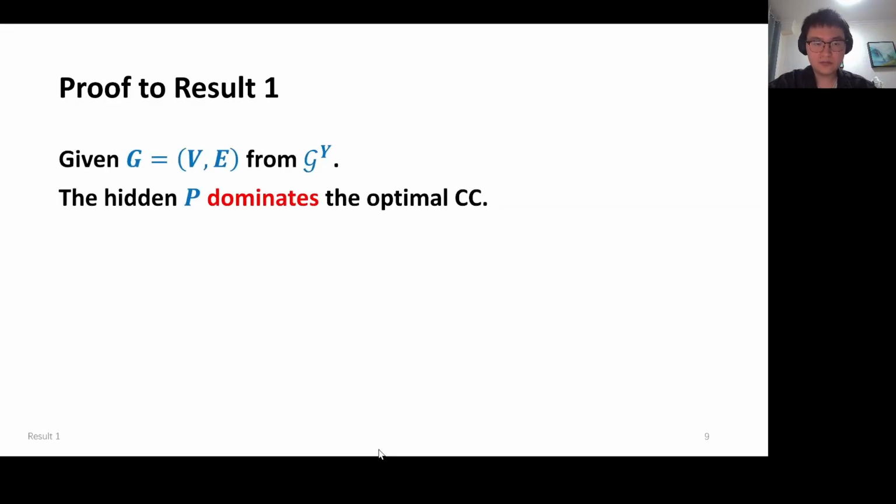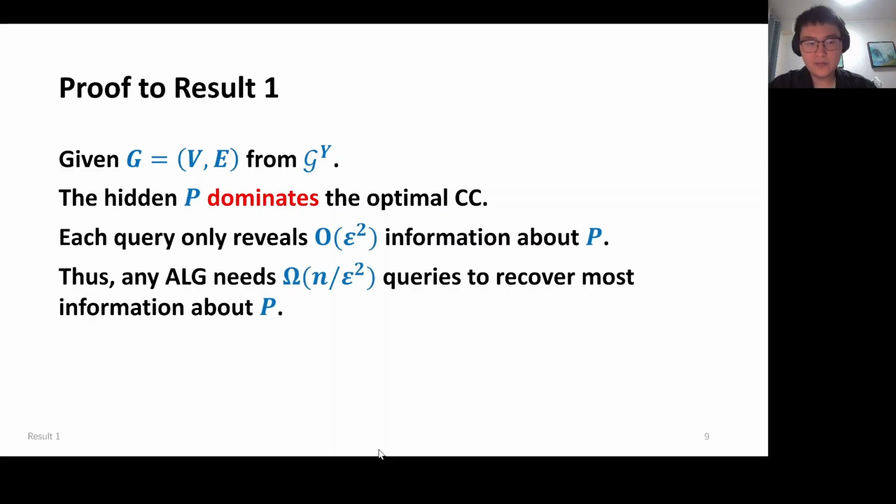So we start with the proof of result 1. We use graphs from the ES distribution. We first show that the hidden partition P dominates the optimal correlation clustering, which means that for an algorithm to output an approximately good answer, it has to learn Omega(n) bits of information about P. But we also show that each query only reveals epsilon squared information about P. That means that any algorithm needs at least n over epsilon squared queries to output an approximately good answer.